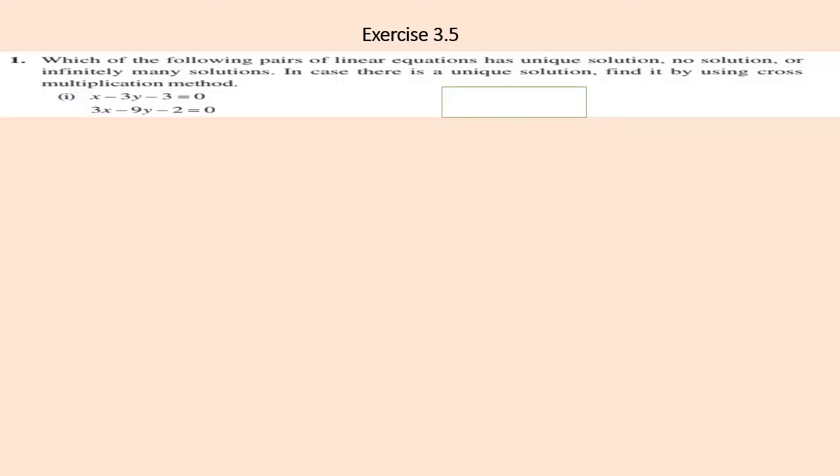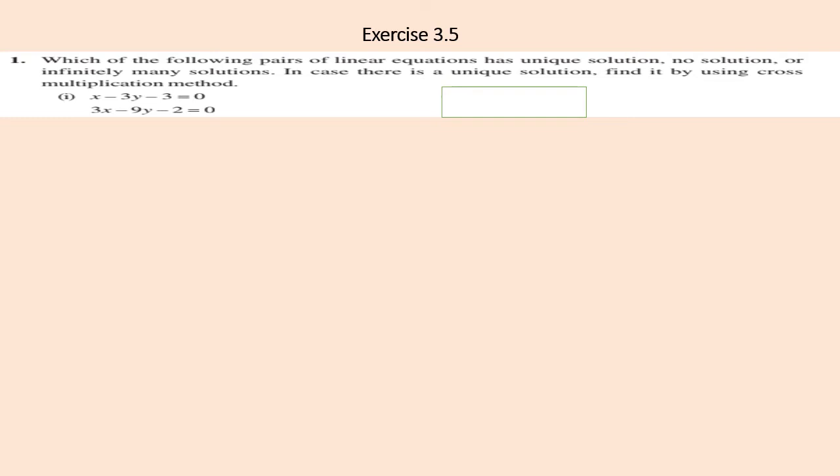Exercise 3.5, question number 1. Which of the following pairs of linear equations has unique solution, no solution, or infinitely many solutions? In each case, if there is a unique solution, find it by using cross multiplication method. In question number 1, x minus 3y minus 3 equal to 0 and 3x minus 9y minus 2 equal to 0.